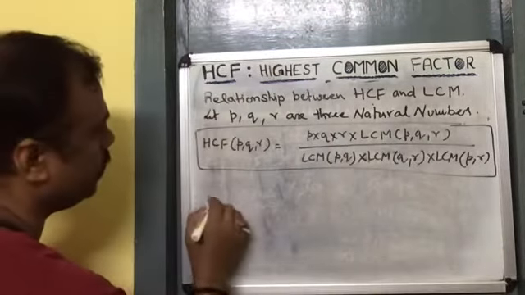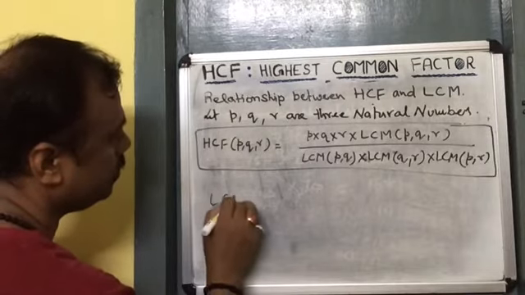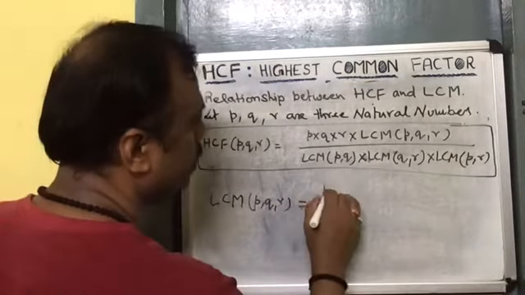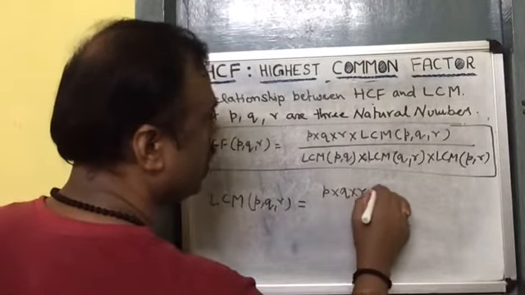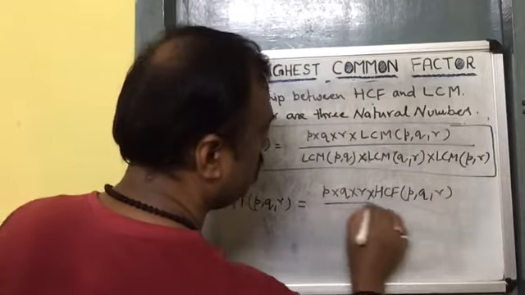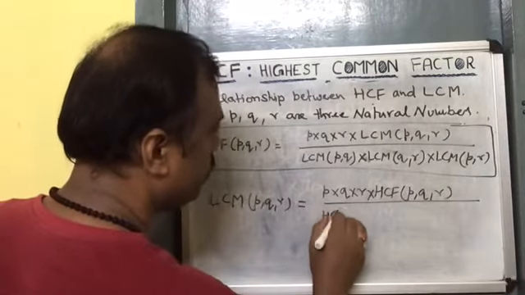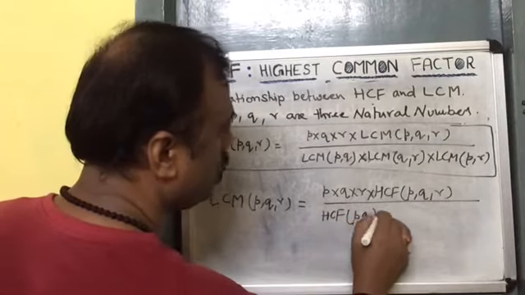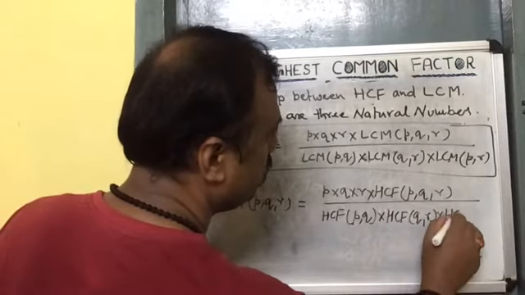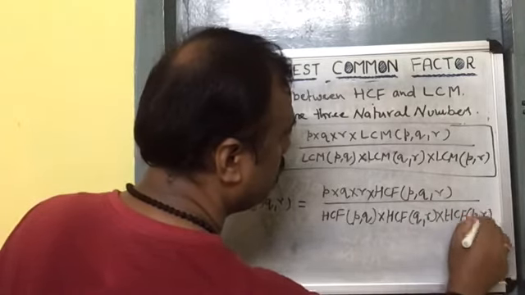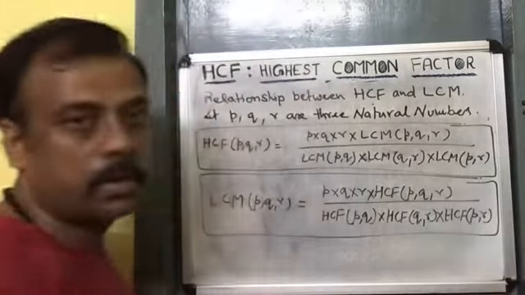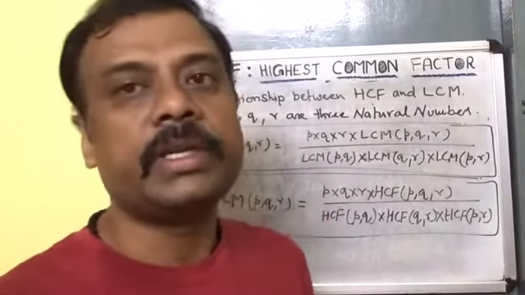If we want to write for the LCM of P, Q, R, so we will write P into Q into R into HCF of P, Q, R divided by HCF of P, Q into HCF of Q, R into HCF of P, R. Okay, you can verify this result by taking any example.